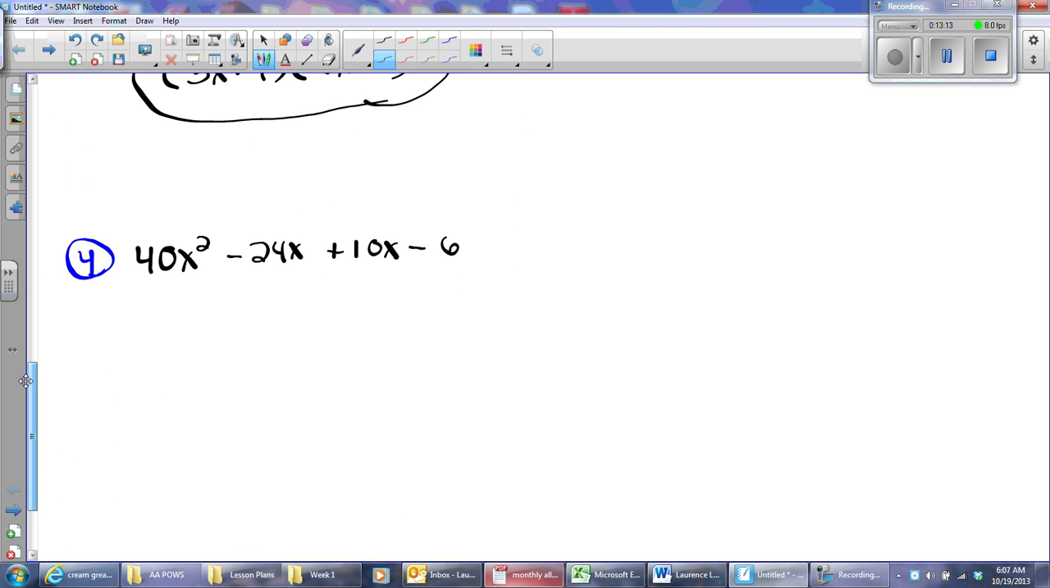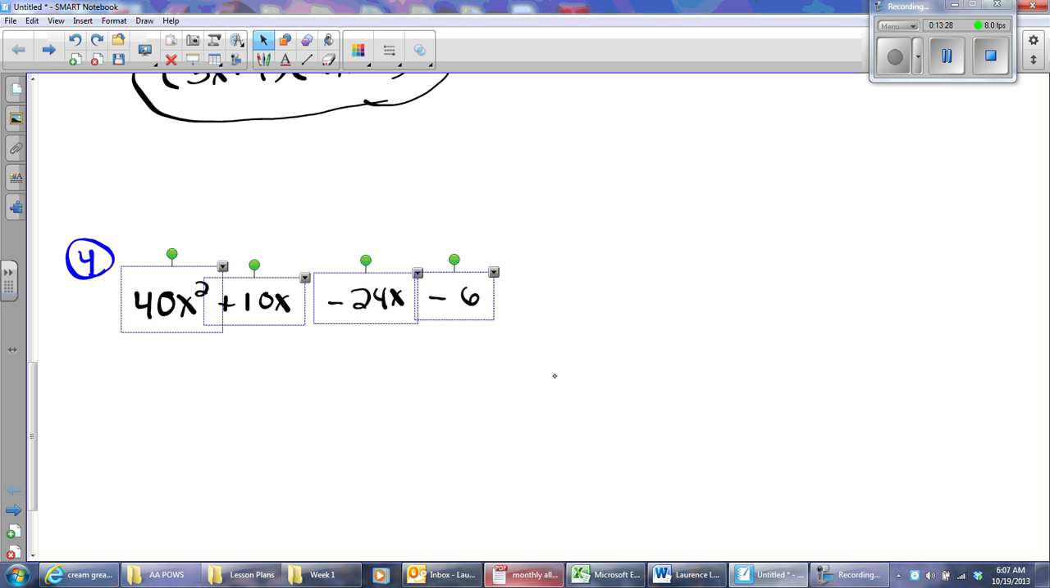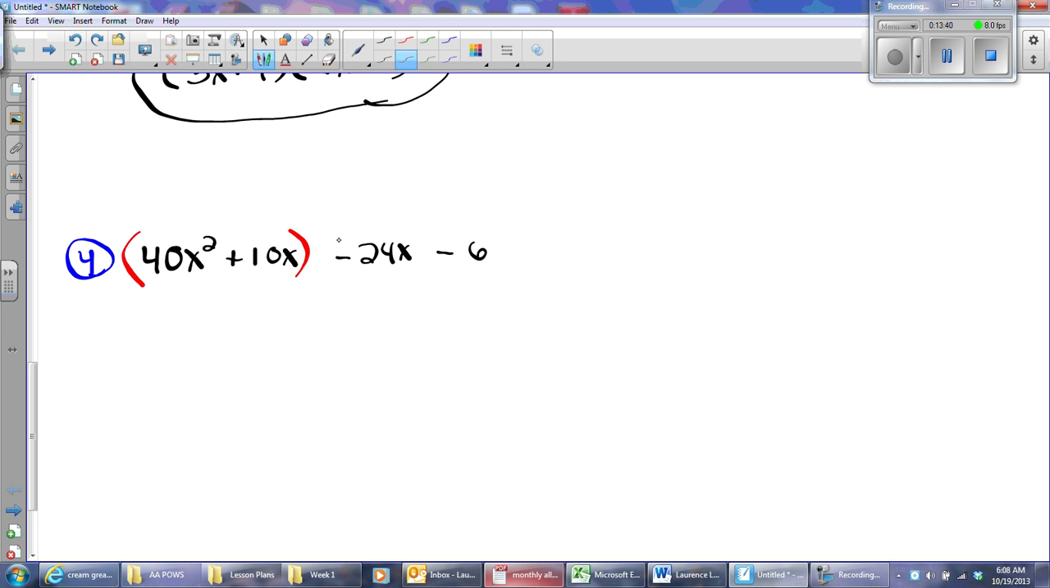Okay, one more problem. This one I think I do want to rewrite. I really would rather put 40x squared with the positive 10x and the negative 24x and the negative 6 together. I like the way that looks better. There were GCFs before, but it's a little bit easier to do it this way, in my opinion, because I like the 40 and the 10 together. I like the 2 negatives together. Now, you don't have to rewrite it. It just jumped out at me that it would be easier.